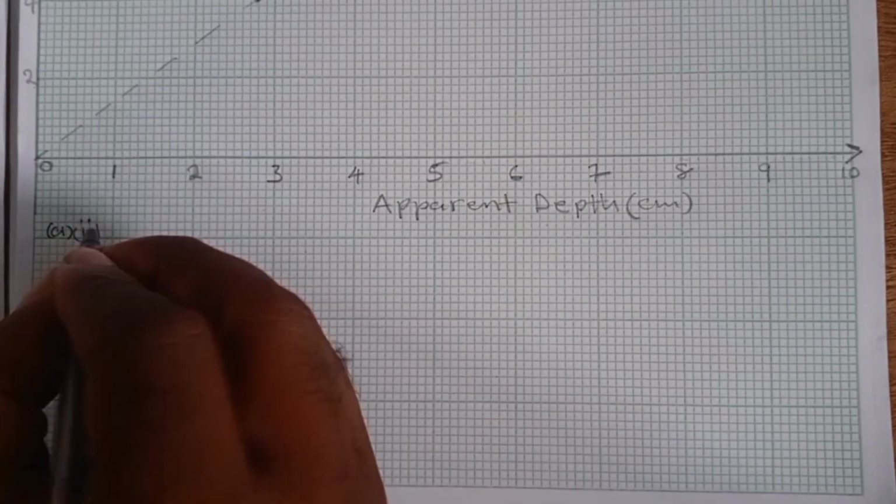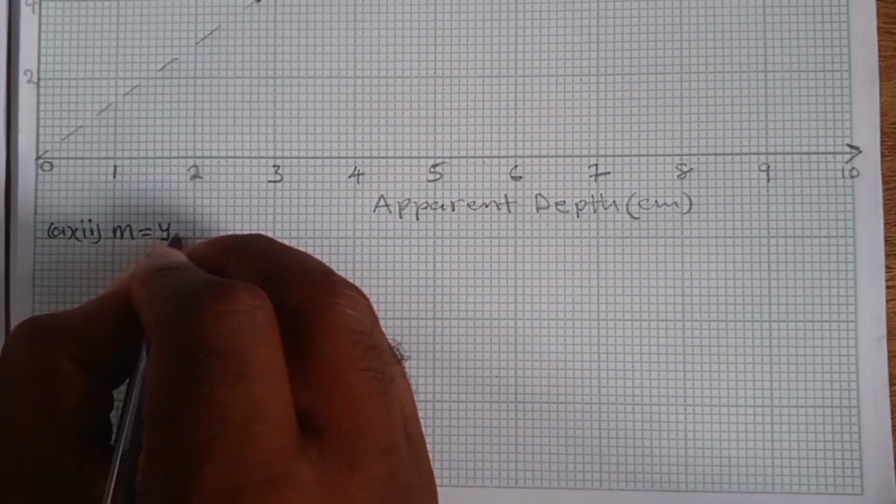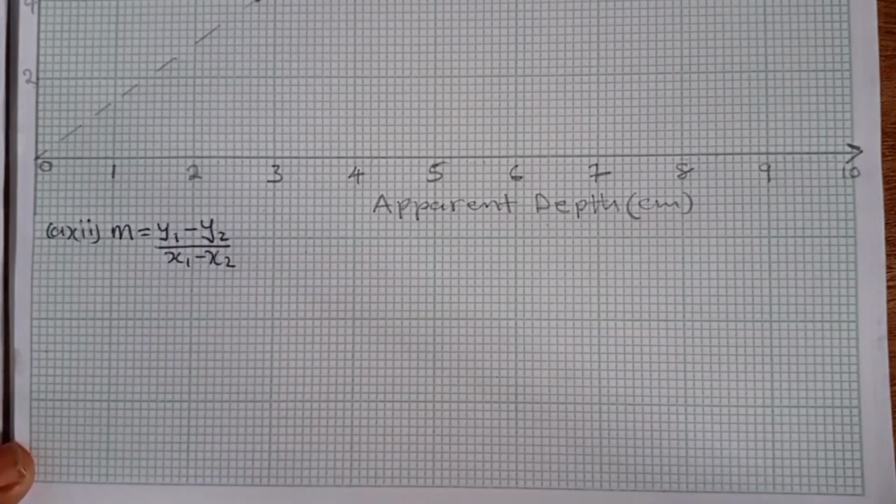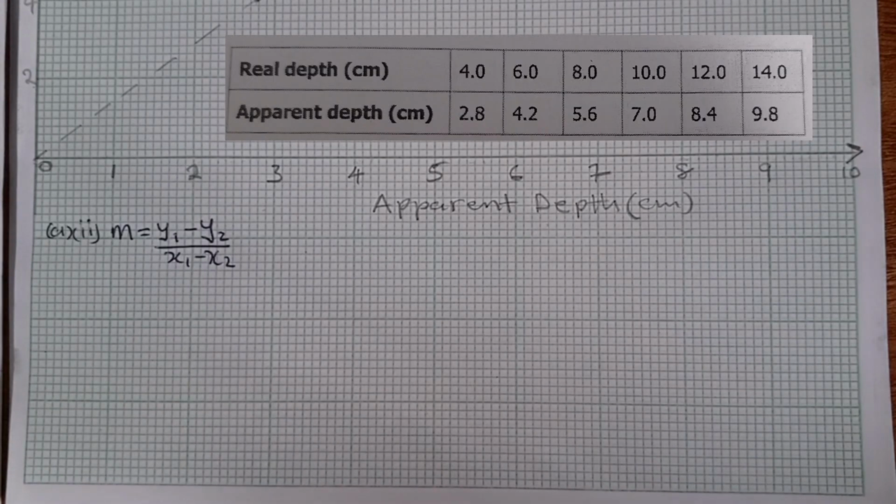Use the graph to determine the refractive index of paraffin. So how do you determine the refractive index in this case? For you to determine the refractive index, you need to calculate the gradient of this graph. So let's calculate the gradient. Gradient is equal to y1 minus y2 over x1 minus x2. We're going to get two pairs of coordinates along the line. In this case, we've been given a table, so you just get two pairs of coordinates from the table.